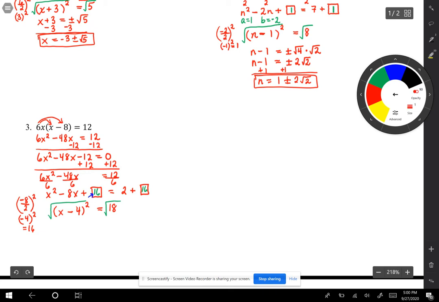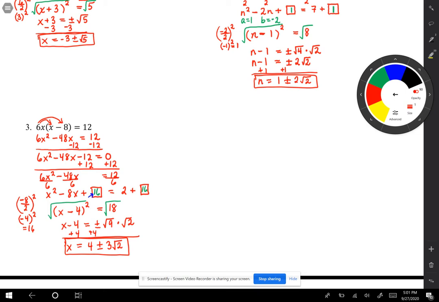You have x minus 4 on the left equals plus or minus root 9 times root 2. Notice I did not use root 6 and root 3 because neither of those are perfect squares. Add 4 to both sides. X equals 4 plus or minus 3, because the square root of 9 is 3, times root 2.